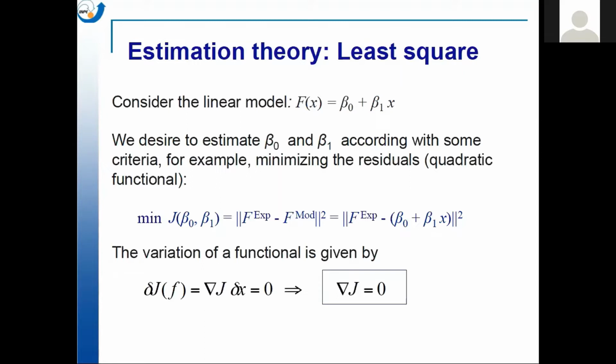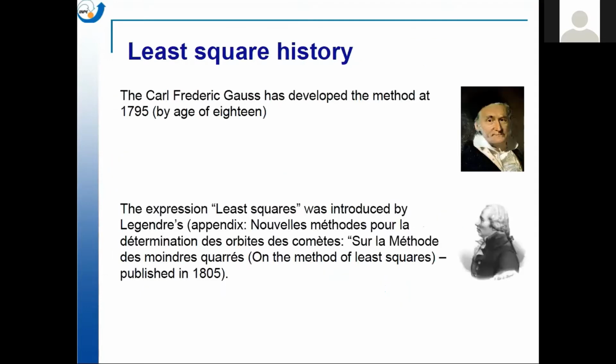Least squares means you are going to identify some parameters, functions, or vectors in order to minimize the difference between the model and the measurements, this squared difference. This is pretty standard. You can minimize this functional in order to identify the parameters here. But to minimize a functional means to compute the gradient of this functional, where the gradient of the functional is equal to 0.